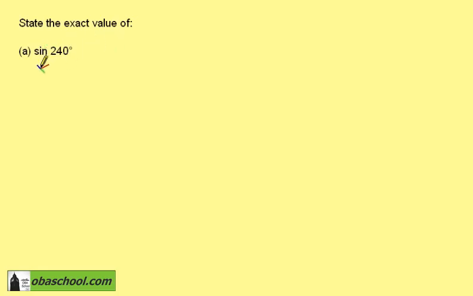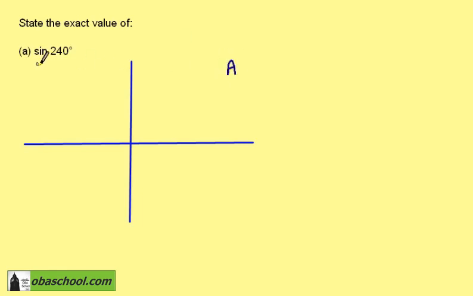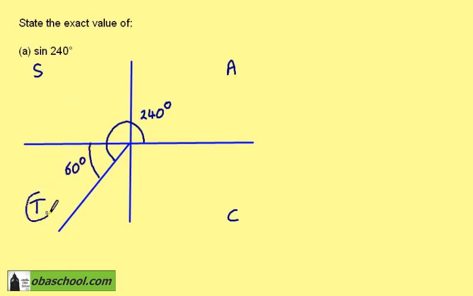We want to state the exact value of the sine of 240 degrees. We draw a CAST diagram. 240 degrees is between 180 and 270. So this angle is 240 degrees. The associated acute angle will be this angle, which is 60 degrees, 240 take 180.